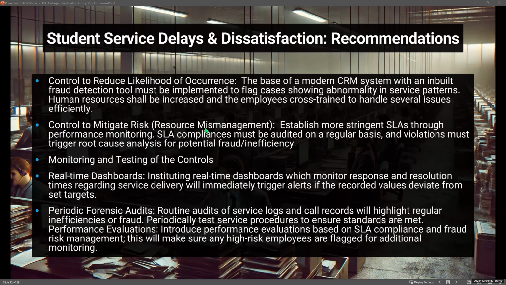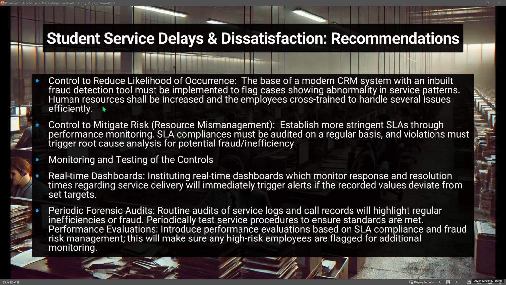So a few more recommendations here now, how to try to fix these things. Control to reduce the likelihood of the occurrence of delays and tickets that are never resolved. The base of a modern CRM system with inbuilt fraud detection tools could be implemented too to flag cases showing abnormality in service patterns. And personnel could be increased and the employees cross-trained to handle several issues efficiently.